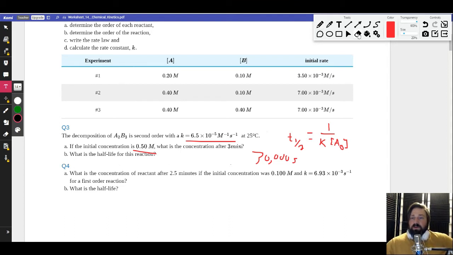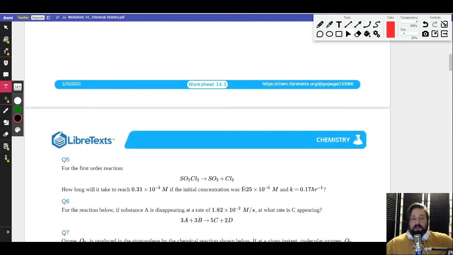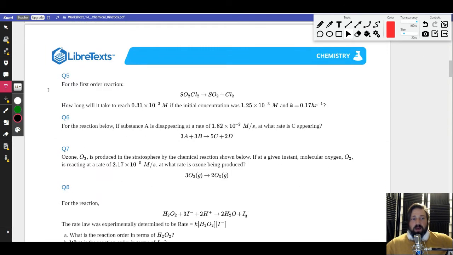Q4, I'm going to leave this one for you guys to do. It's the same process, though. Q5 is going to be the same process, but instead of looking at the initial concentration, instead of that being your X, it's giving you the concentration at that time, and it's asking you how long will it take. So it's asking you to find time.